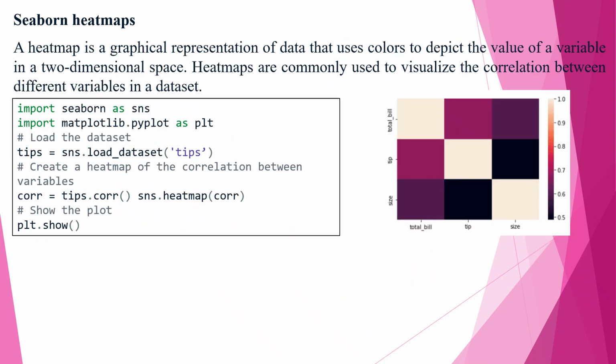A heat map in Seaborn is used to represent data values using colors in a two-dimensional format. It is especially useful for visualizing relationships or correlations between variables in a dataset.